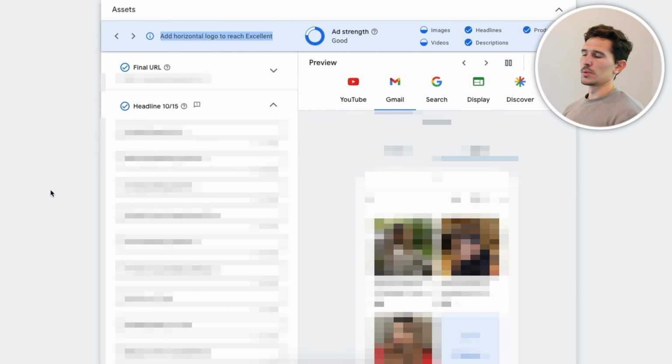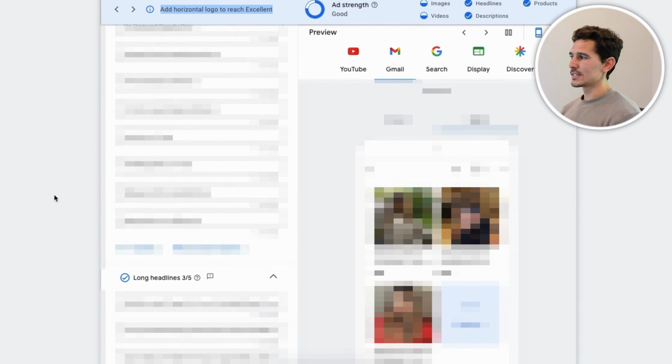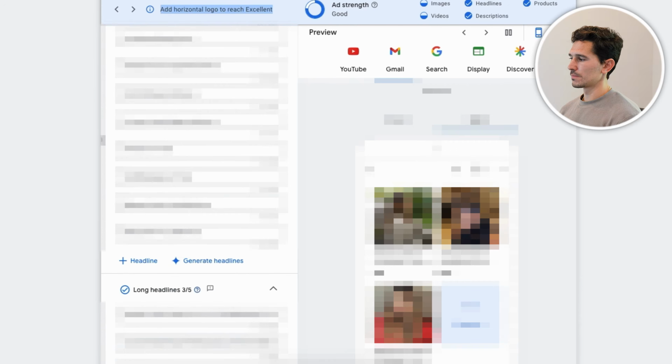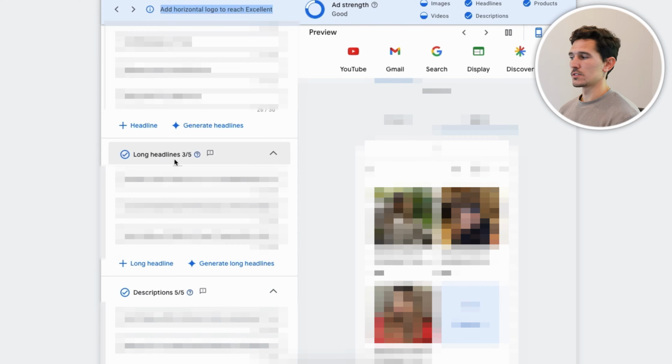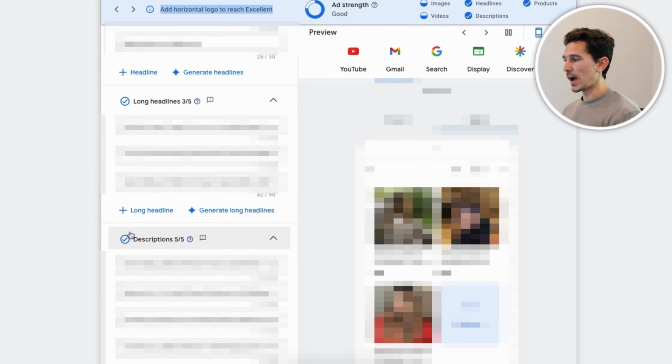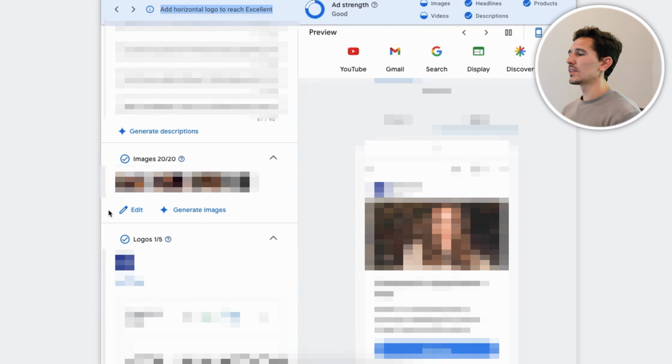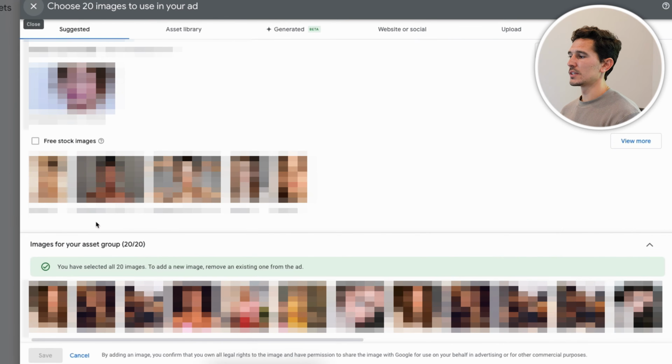So what you need to definitely make sure you have in these cases are at least 10 headlines up front, at least 3 long headlines. You can go all the way to 5 if you want to. 5 descriptions, absolutely. And then on the images, somewhere between 10 and 20 images. But to be honest with you, these are broken into different sizes.